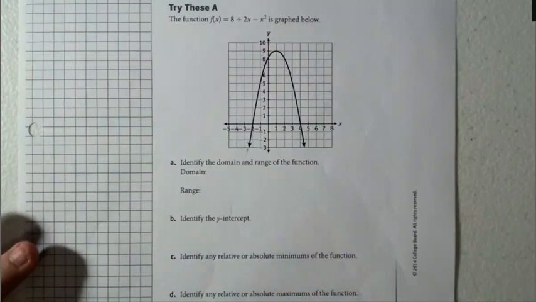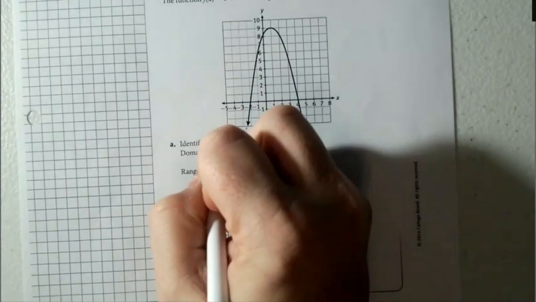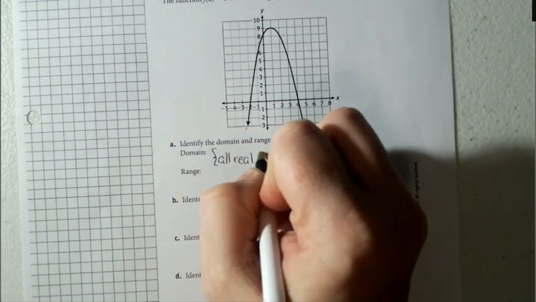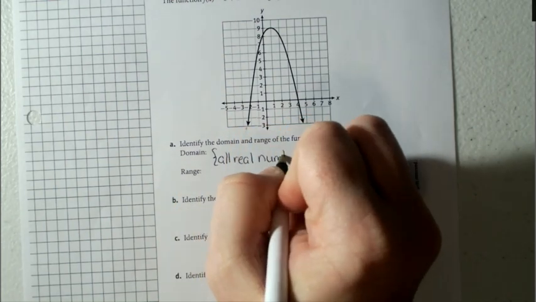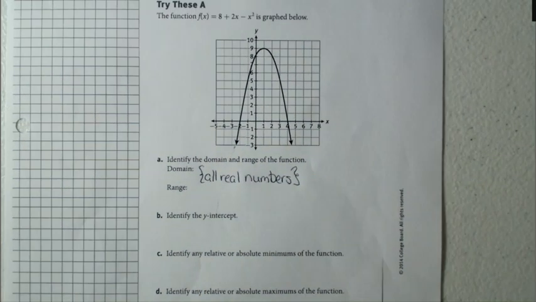So my domain would be all real numbers. And I'm going to put this in set notation. All real numbers. No restrictions, no breaks, no stoppage, nothing. It continues on in both directions.